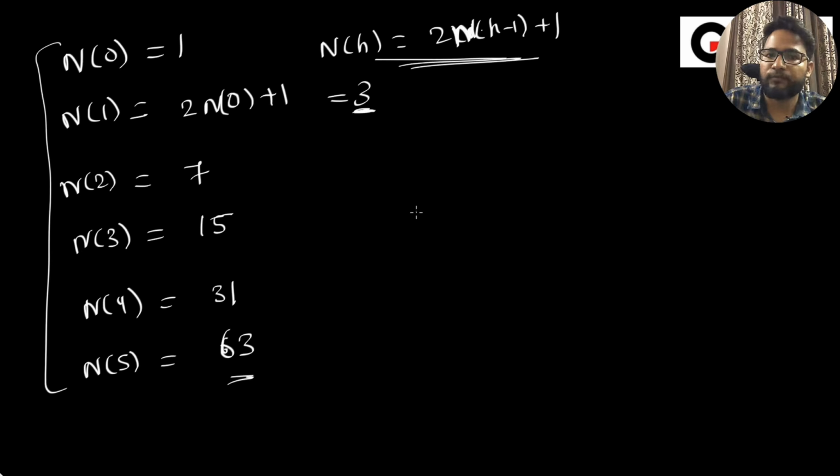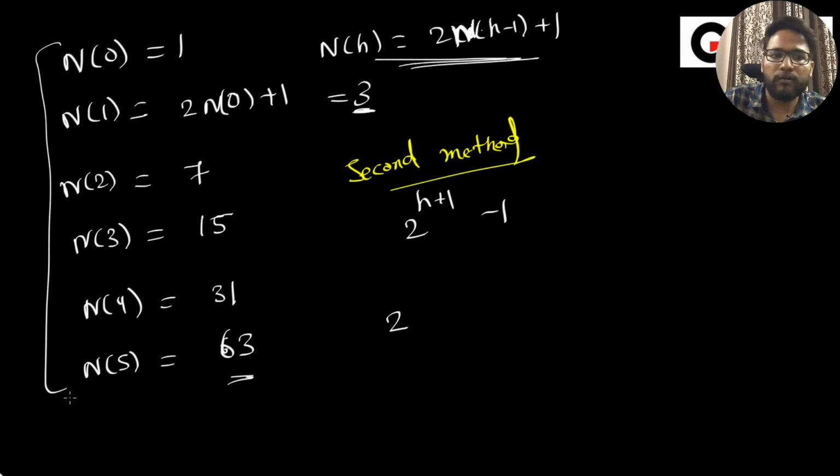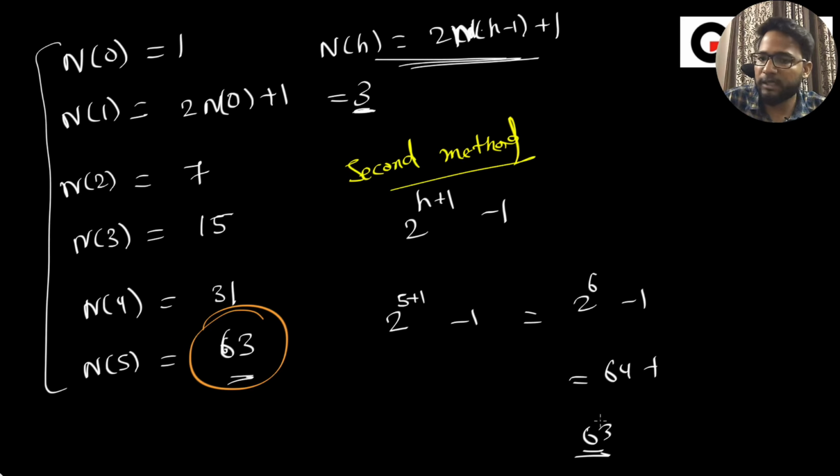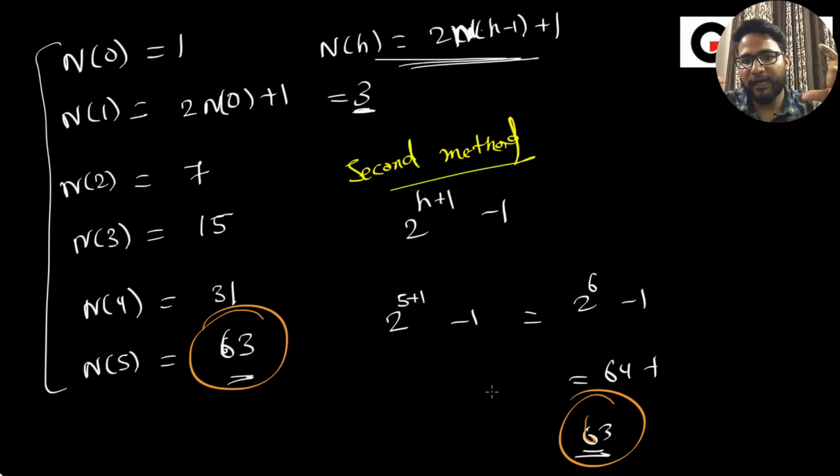Now, what if I apply the direct formula? This is the second method. Then also you will get the same thing. How? 2 power 5 plus 1 minus 1, which means 2 power 6 minus 1. It is 64 minus 1, which is 63, isn't it? So both are giving the same answer, and they must, because both are actually the same thing. Now you know that given a height h, how to fill the maximum number of nodes in an AVL tree.